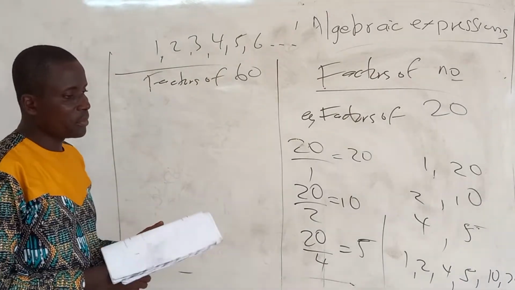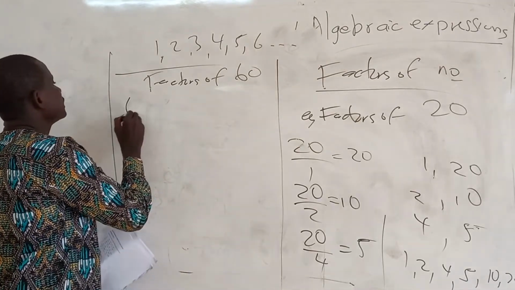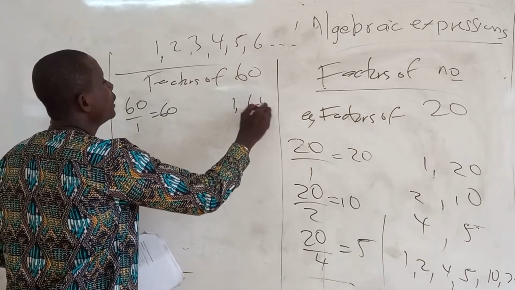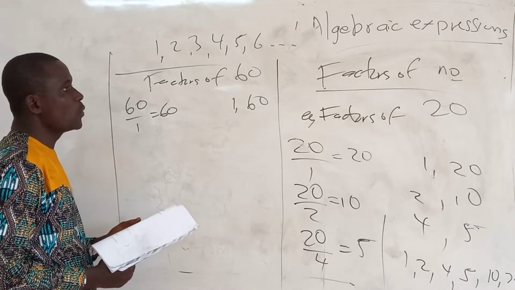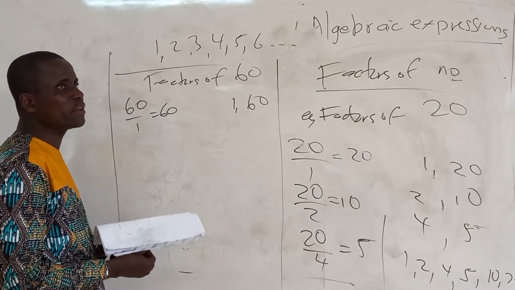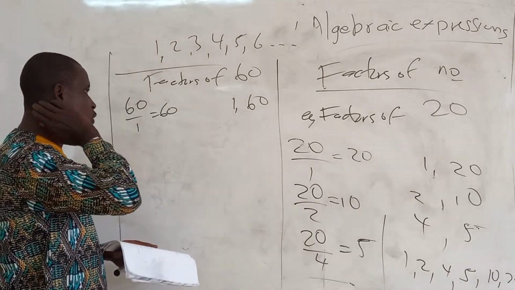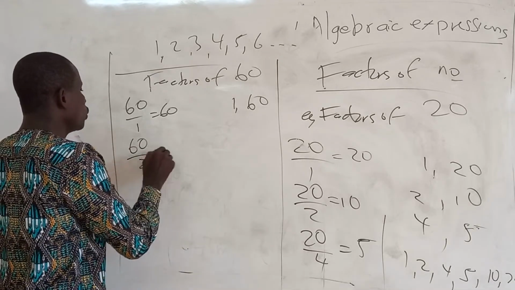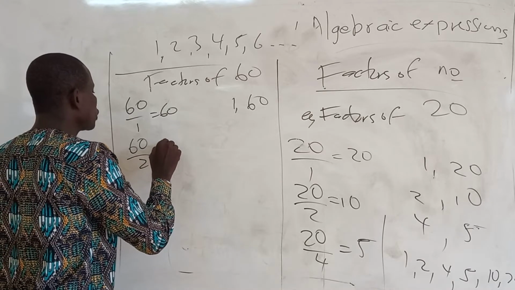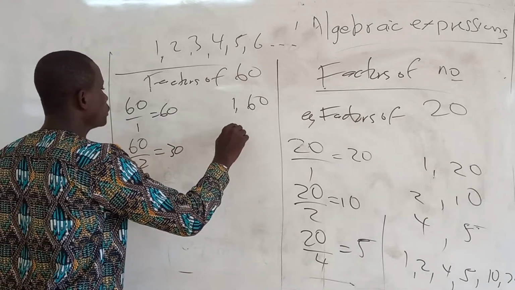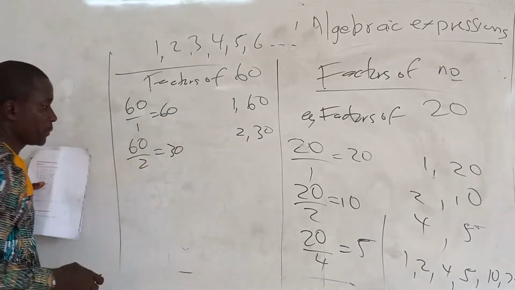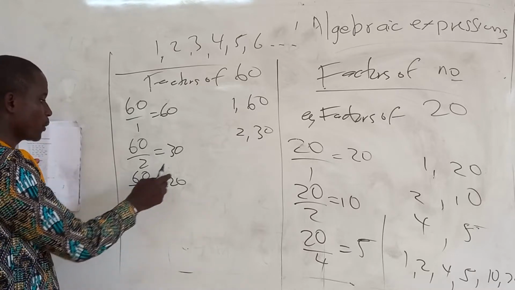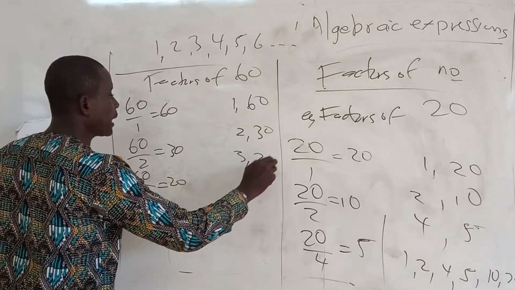Factors of 60. So we have 60 over 1 is equal to 60. So I'm having 1 and 60. Exactly. We are treating algebraic expressions and we want to look at the factors. That will help us to actually do something and we move from there. Next one, 60 over 2. That will be 30. So I write my 2 and 30. Next one is 60 over 3, 20. Are you following? So I write my 3, I write my 20.